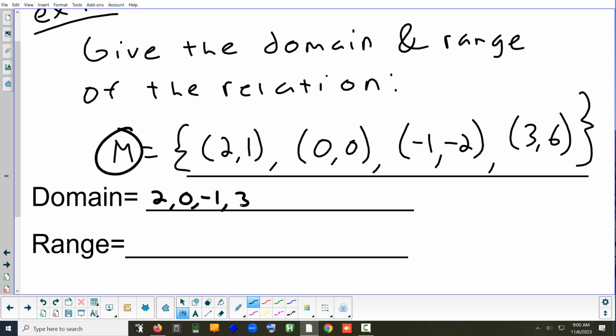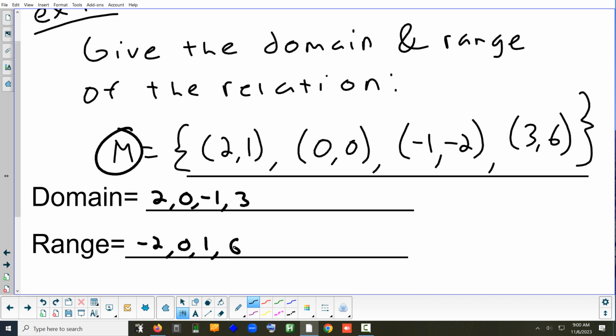How about the range? Or you could also call it the, what's another word for range? Output. So if I ask you for the range of the relation or the output, it's the same thing. -2, 0, 1, 6. So you gave me the range and you put it in order from lowest to highest. It's perfect. Okay, do you have to put it in order though? No, you just have to list them all. In any order you want is technically fine. Okay, so that's the range.